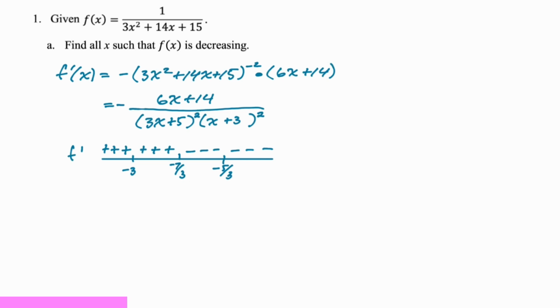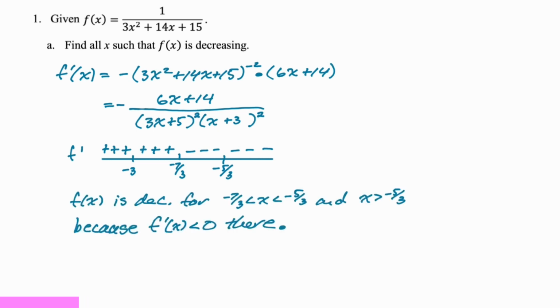Or test points. It's up to you. I prefer to just use properties of rational functions, but whatever way you like to deal with it, not a big deal. All right, now we just got to say where we're decreasing. So I'm going to say f of x is decreasing for negative 7/3 to negative 5/3 and greater than negative 5/3. I think you could also get away with just saying greater than negative 7/3, comma, x is not negative 5/3. I wouldn't really have a problem with that. But our reasoning is because f prime is less than 0 on that interval.